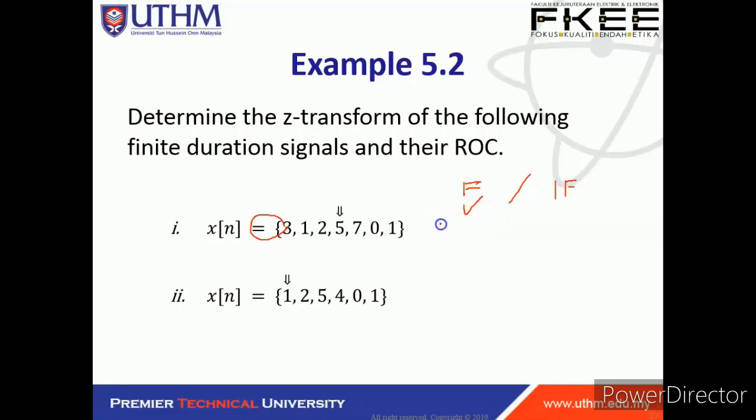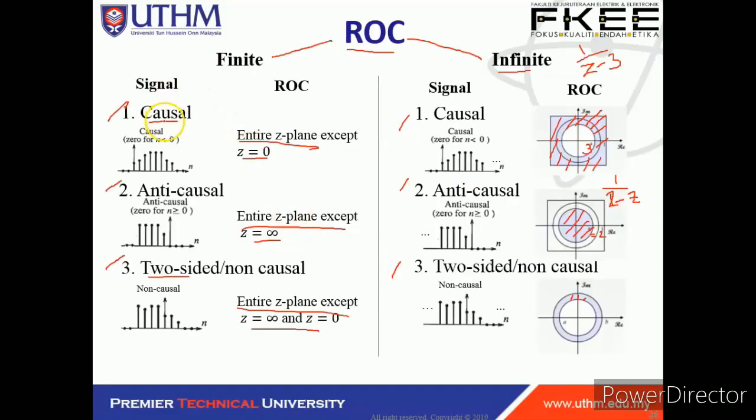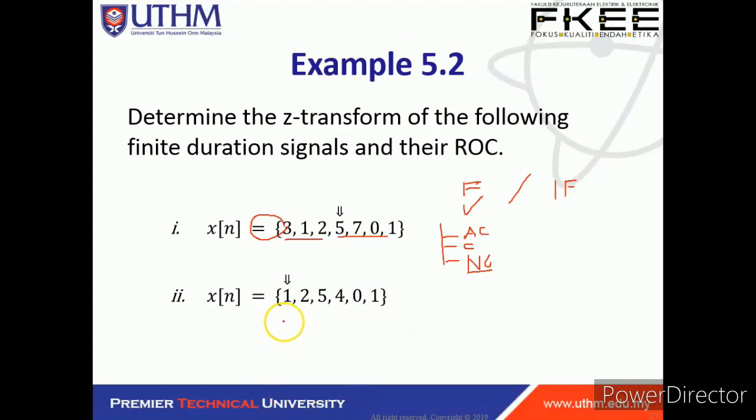Next, you need to check what type of signal, whether it is anti-causal, causal, or non-causal. As we can see here, the signal involves the negative range and the positive range. This is a two-sided signal or non-causal signal. Therefore, for the finite and non-causal signal, you can just refer to this slide. For the finite, this one, and it is two-sided, the ROC is the entire z-plane except z equals infinity and z equals 0.